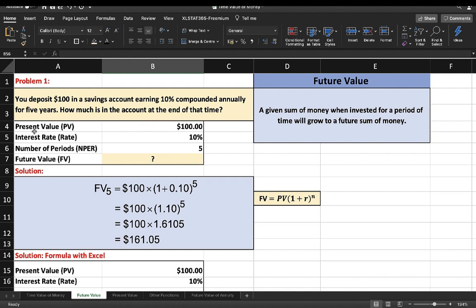So we have been given the present value, that is $100, the interest rate, that is 10%, and the number of periods, that is NPER, 5 years. Now we have to find the future value. Normally we apply the formula FV equals PV times (1 plus r) to the power n. Manually, we write the formula, put the values in, calculate it, and find the answer.